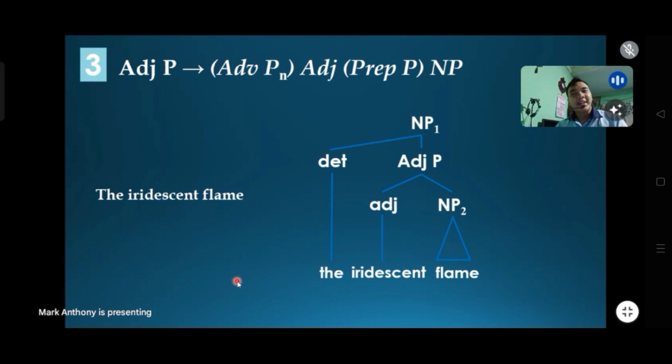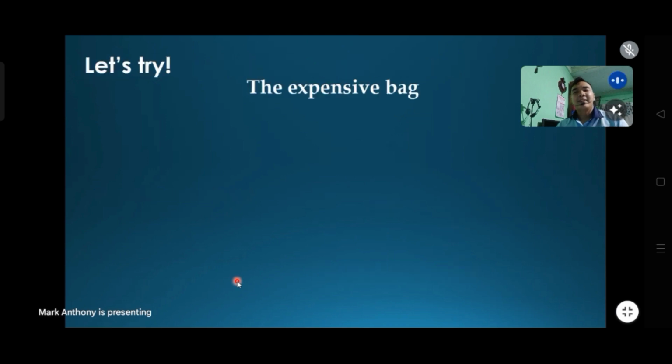So for another example, let's try to create a phrase structure tree out of the sentence presented on the screen. So again, I'll be giving you some time to pause the video and write your own phrase structure tree. And now that it seems we are done creating our own phrase structure tree, let us try.